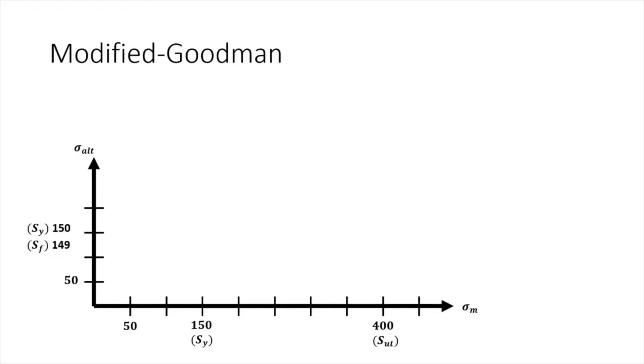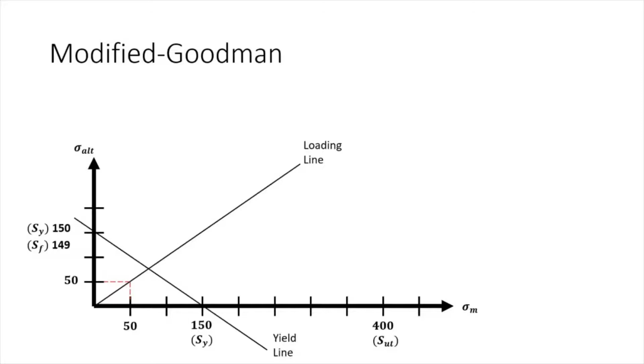Then, we will draw three straight lines. First, we will draw a dot at the point where the mean and alternating stresses intersect, which has the coordinates 50 and 50. Then, we draw a line starting from the origin, which will pass through this point. This is our loading line. Then, we will draw a straight line connecting the yield strength values on both axes. This is our yield line. The last one will start from the fatigue strength for 10 to the power 5 cycles and end at the ultimate strength value. This is our fatigue line.